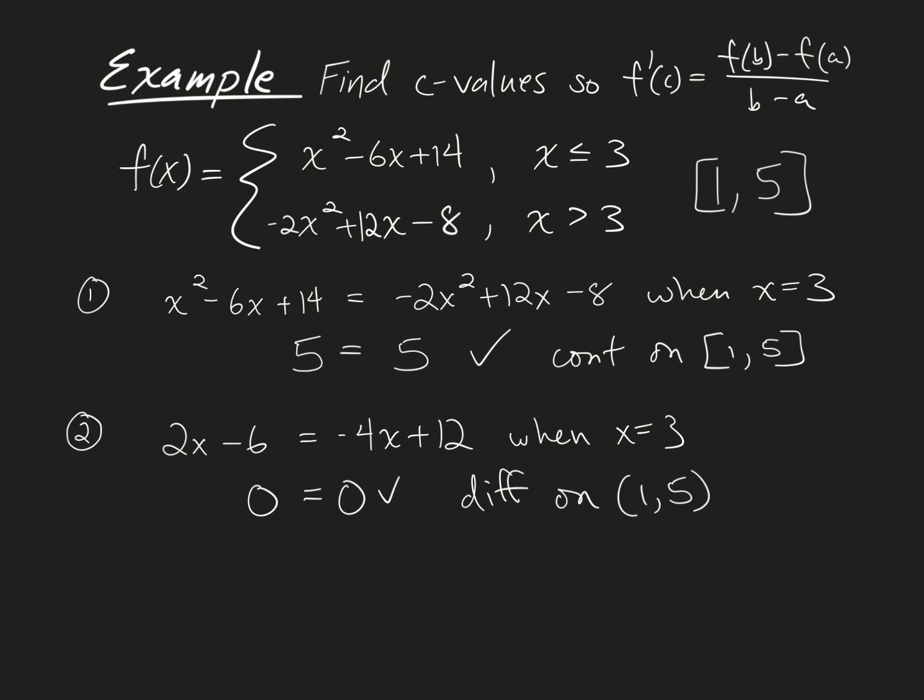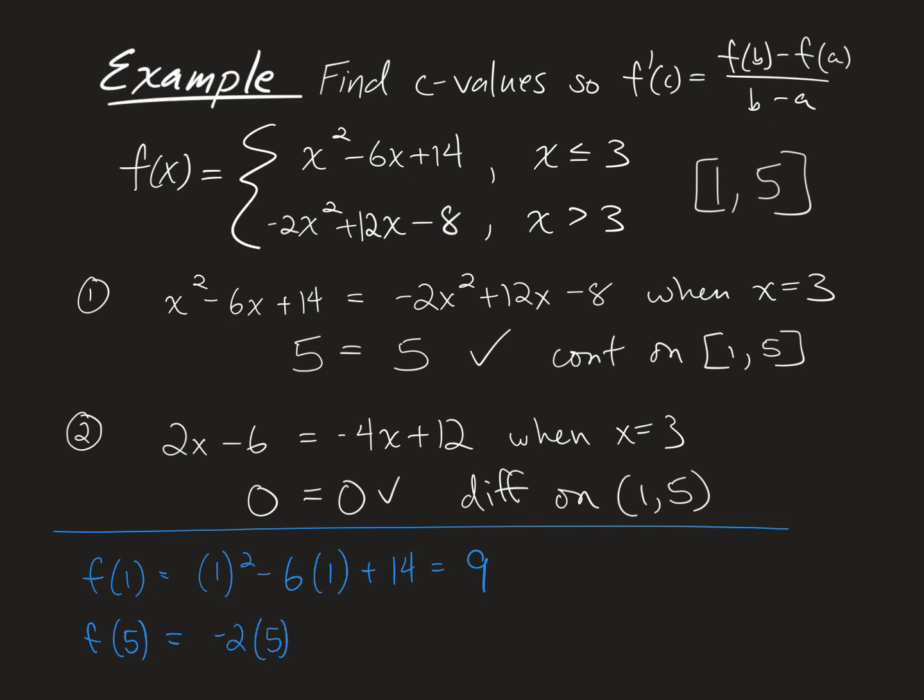So from here, we can just go ahead and start substituting our values in for x, of course, in the correct function. If we're going to find f of 1 here, this will be using the top function. So we'll just substitute 1 in for every x value in the top function to get 9. F of 5, on the other hand, will use the bottom function. So we'll have negative 2 times 5 squared plus 12 times 5 minus 8 equals 2.